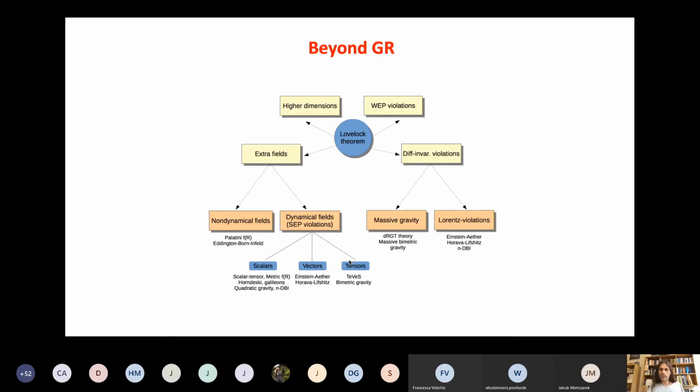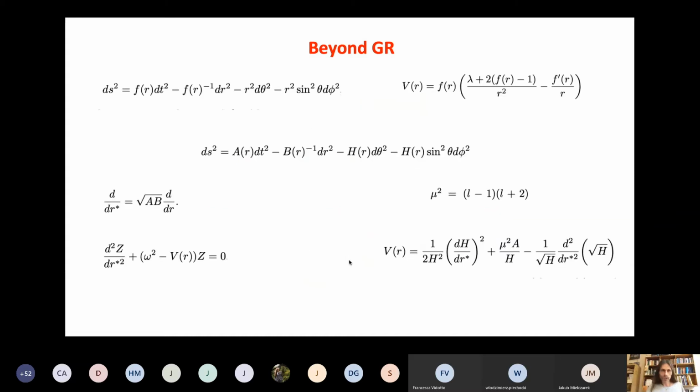So if we want to go beyond GR, what I'm going to do in the next slides, we have either to allow for extra dimensions, to allow for violations of the weak equivalence principle, to add extra fields, or to allow for violations of diffeomorphism invariance. So I just mean that we have to keep in mind that this is not something which comes for free. We already have to make strong assumptions to go beyond GR, and of course we need good motivations to try to do so. So I have written a metric.